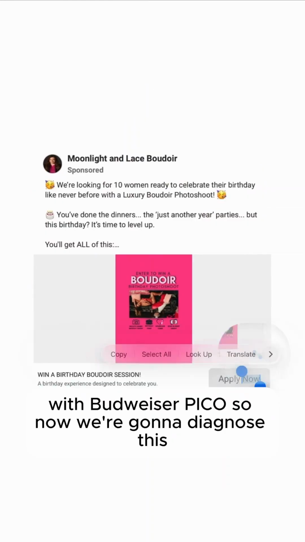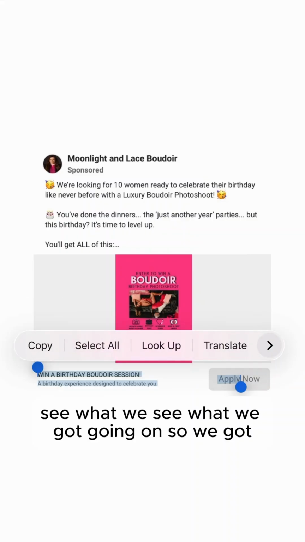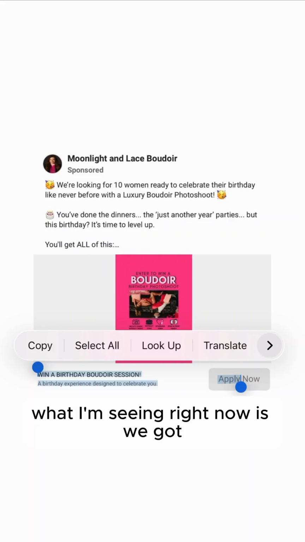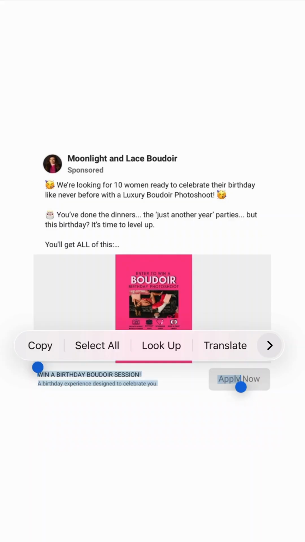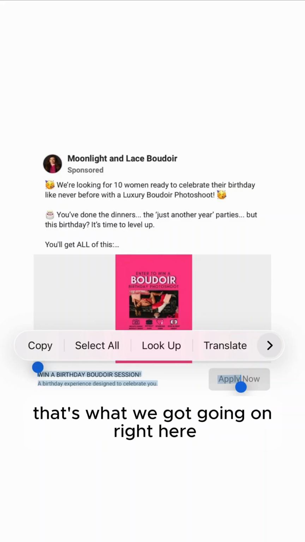So now we're going to diagnose this, see what we got going on. What I'm seeing right now is Boudoir, basically, we got a below creative cluster mistake. That's what we got going on right here.